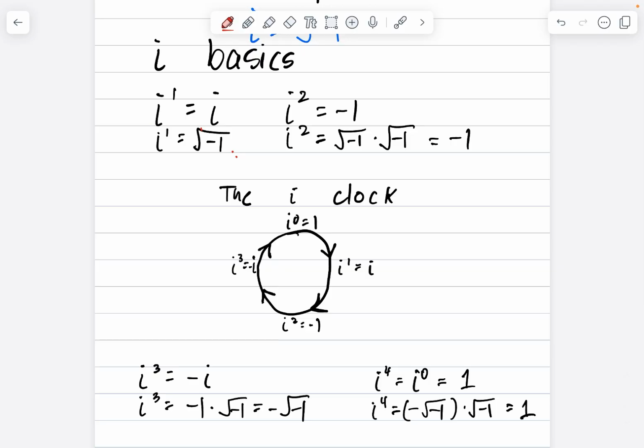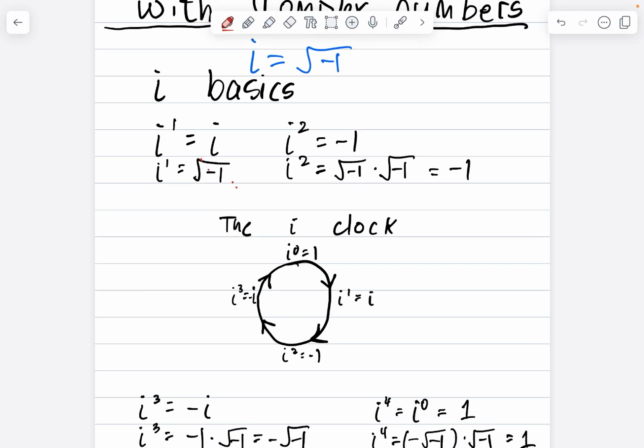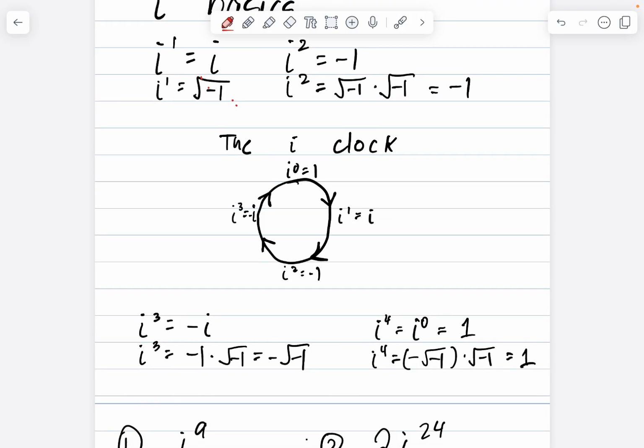So i works in cycles of 4, and you'll see why right now. If i to the 1, any number to itself is just itself. So it's just i, right? i to the 1 is just i. Again, what is i to the 1? i to the 1 is the square root of -1, which is the same thing as saying i. Now let's take a look at i squared over here.